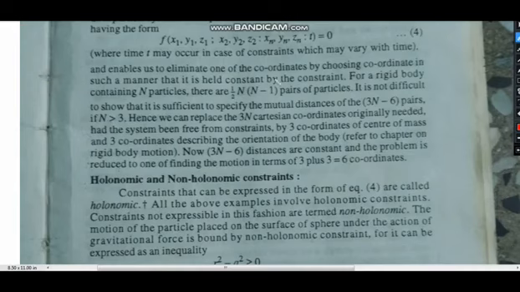So the equations can be expressed in this form, that is, in the coordinates x1, y1, z1, x2, y2, z2, xn, yn, zn and t. The time may occur in the case of constraints which may vary with time. These types of constraints are called holonomic constraints.